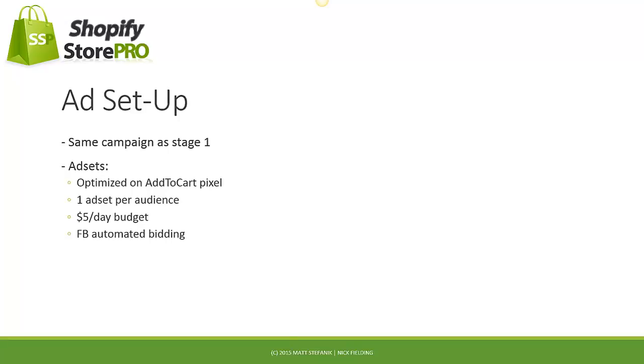For the ad sets, this time we will be optimizing on the add to cart pixel, as we are now starting to get enough data for Facebook to be able to quickly optimize. So we're moving at this point to purchase intent, so people who have purchase intent to buy your product. Again, 1 ad set per audience for each of those 4 to 5 audiences we created, and $5 a day budget and Facebook automated bidding. So that is how we go about setting up the stage 2 ads. I will see you in the next videos where you can look over my shoulder how I go about doing this.